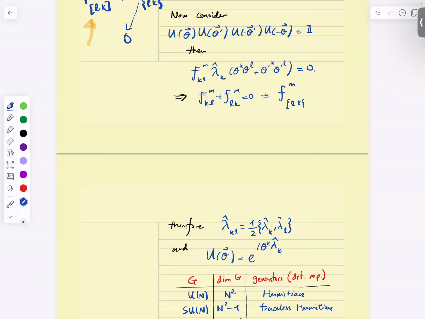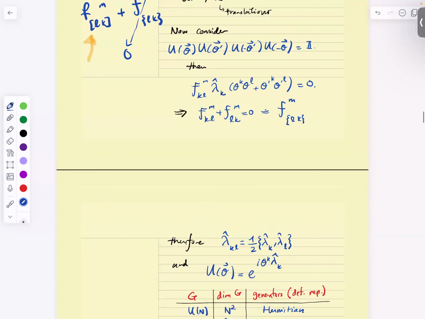Shouldn't the indices of the thetas be swapped? Yeah, maybe I have a typo here. Wait a second. Do I have a typo?